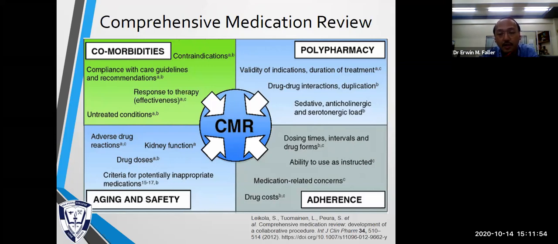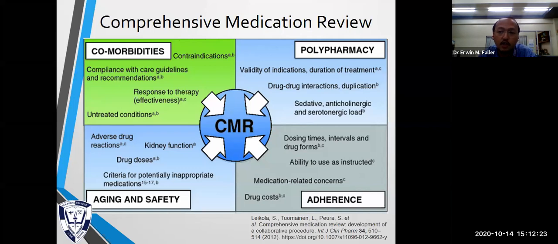And under polypharmacy also is the sedative, anticholinergic, and serotonergic load that may have potential side effects associated with these particular medications, especially for geriatric patients. As we all know, in polypharmacy, most of it is seen particularly in geriatric patients. And another one would be aging and safety.